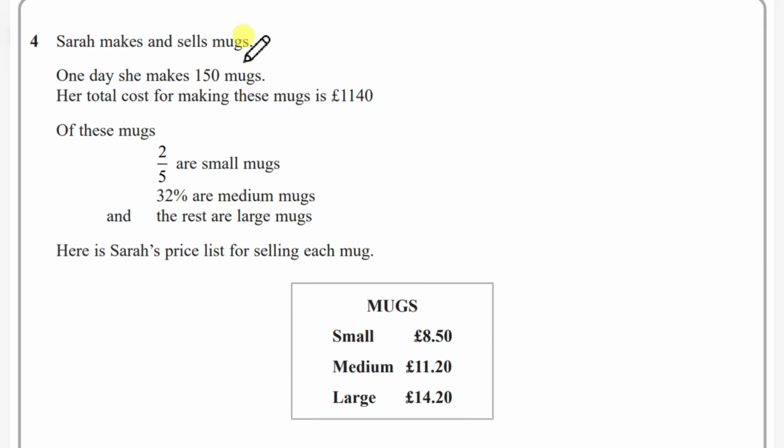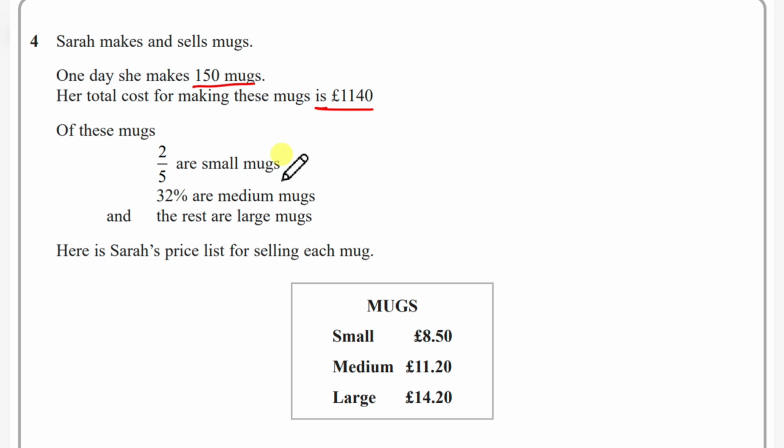So Sarah makes and sells mugs. One day she makes 150 mugs. Her total cost for making these mugs is 1,140, so let's just note these down. Of these mugs, 2/5 are small mugs, 30% are medium mugs, and the rest are large mugs. So let's work out the rest, yeah?